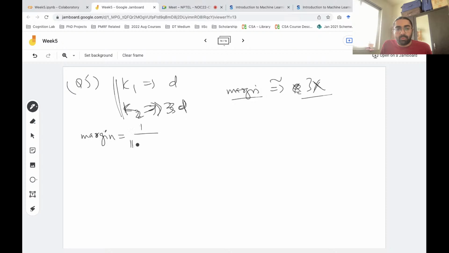1 by mod w, norm w, sorry. Okay, so let's say your hyperplane is w x plus b equal to 0, right? So 1 by norm w gives you the margin of the hyperplane. Okay, so in some sense we should be able to prove that the margin in the second case is 3 times the margin in the first case, right?